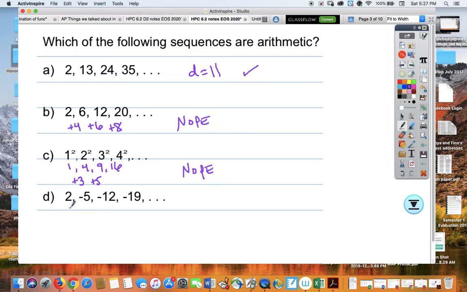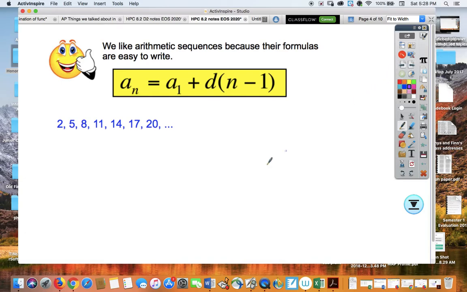Last one, are we adding the same thing each time? It looks like we are adding a -7 each time, so yes, this is arithmetic. So just being able to identify whether or not it's arithmetic. Now, if you know it's arithmetic, good news, you got a formula.